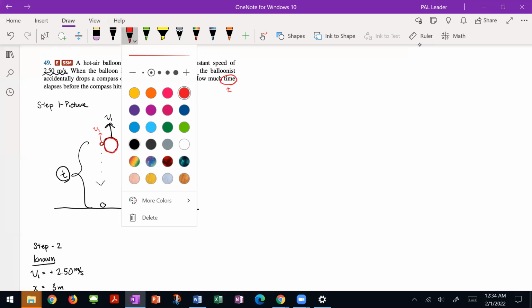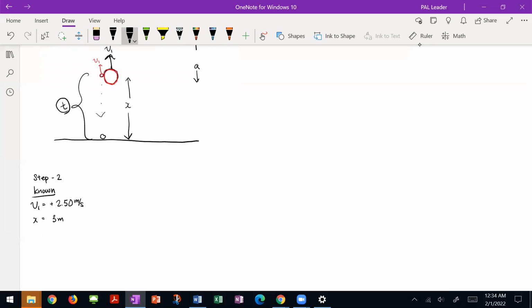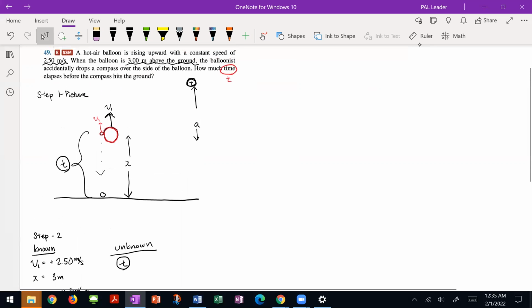And one more thing we know is that we have acceleration going downward. We have gravity, and it's going downward. So we're going to say it's negative 9.8 meters per second squared. And our unknowns, we don't know the time, and that is what we're asked to find.